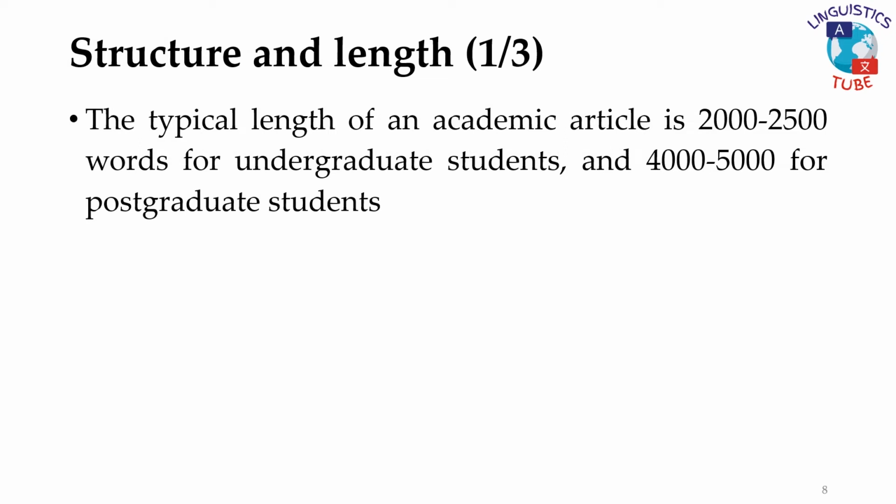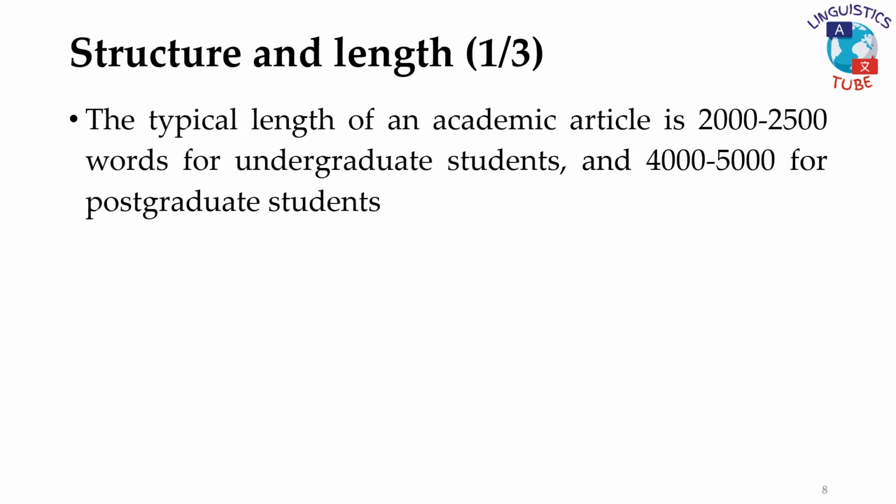So, what is the structure of an academic article? How many words should it be? And what sections does it need to include? Well, very generally, if you are an undergraduate student in your second or third year of study, then you will often be required to write an academic article between 2,000 and 2,500 words. This can vary, of course, depending on the course and the nature of the assignment.